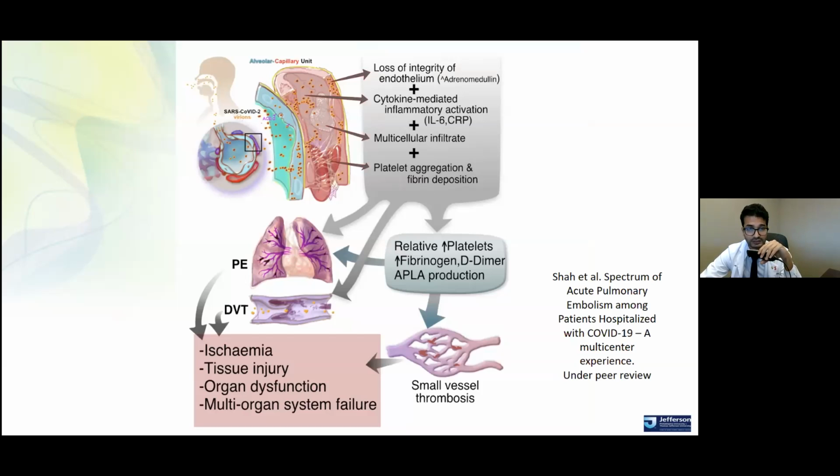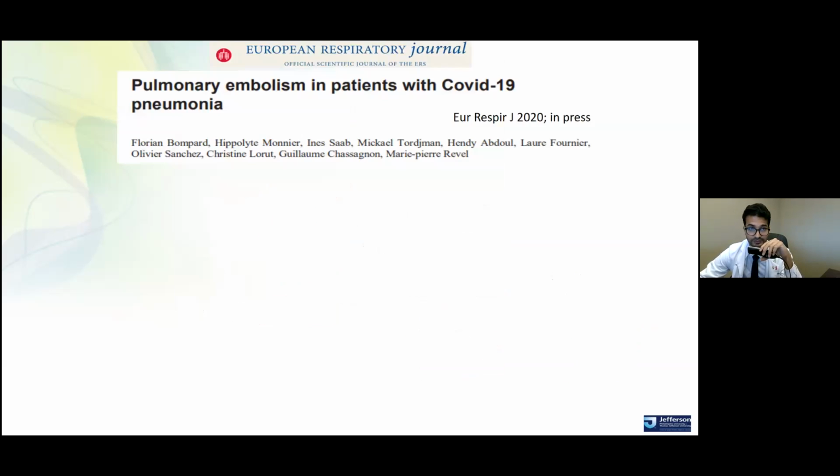Of course, there is the loss of integrity of the endothelium, the inflammatory activation, the multicellular infiltration, subsequent platelet aggregation, and fibrin deposition. There may be a role for APLA, the antiphospholipid antibody production associated with this virus, and there is some data to show that. This results in small vessel thrombosis and likely an increase in pulmonary embolism and even DVT in these patients. And we know that patients who develop these complications are at a higher risk for organ injury, multi-organ failure, and really worse outcomes.